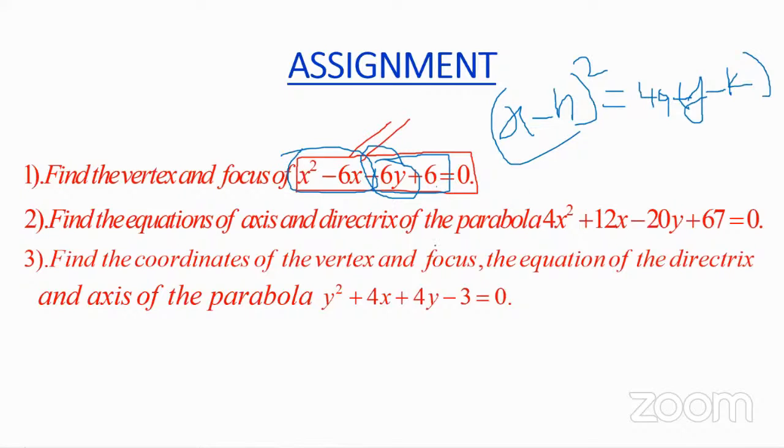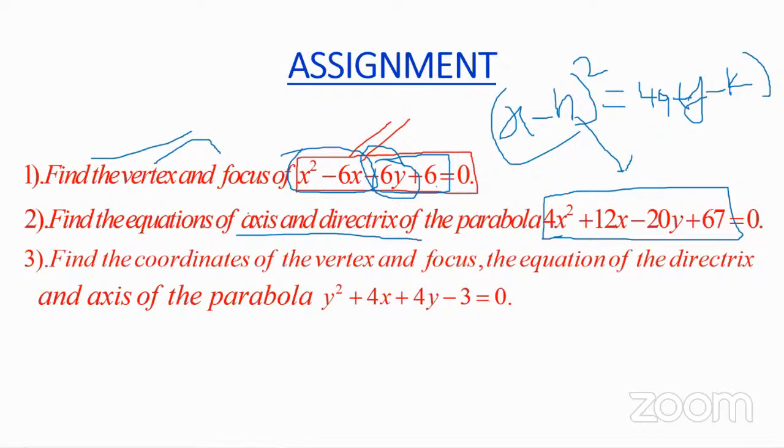And next, this is the other: the axis and the directrix. Find the equation of the axis and the directrix as per this one. This is different, so you have to use the completing square method, taking the same formula and the same problem. Find the coordinates of the vertex and the focus and the directrix of the parabola. In the first two questions I took them separately: vertex and focus separately, and axis and directrix separately.